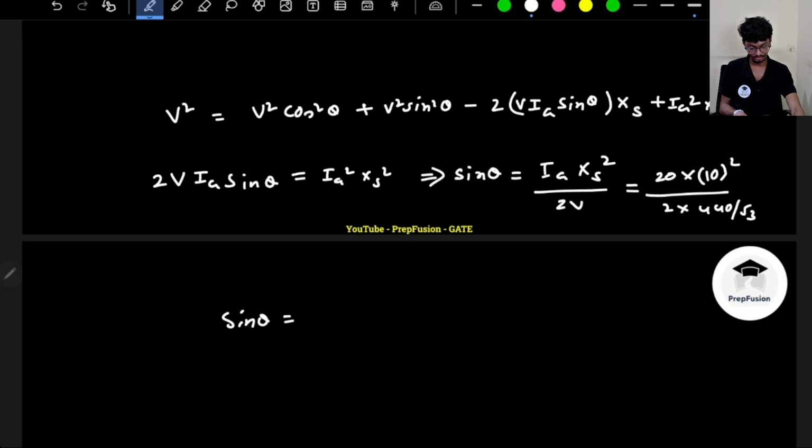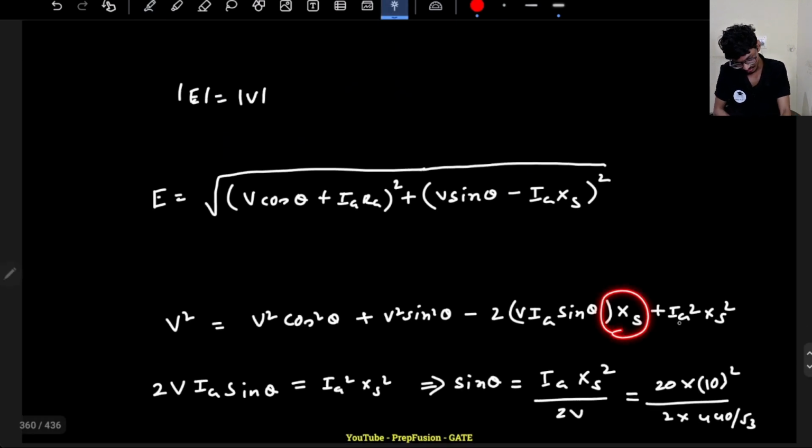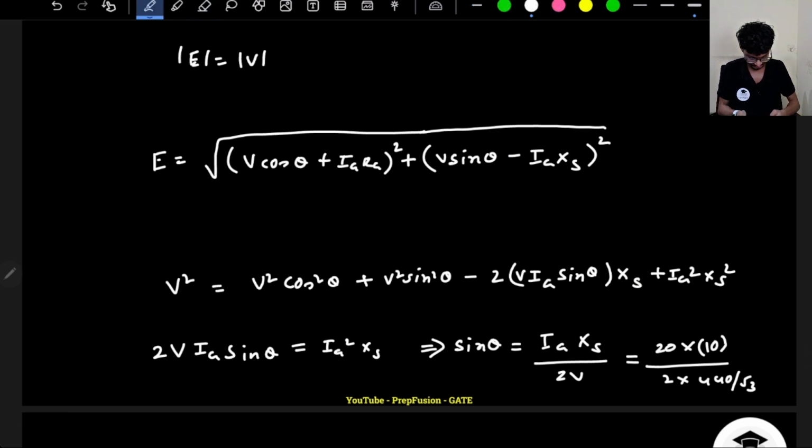It is actually a GATE question. Okay, so this will be 20 into 100 divided by 2 into 440 into root 3. Okay, what is happening? It is more than 1. How is it possible? Am I messing up something? Oh, sorry. Here I have Xs, right? So one of the Xs also will get cancelled. Sorry. Okay, this will get cancelled. So this will not be 100 square. That is what I was missing. Divide by 10.